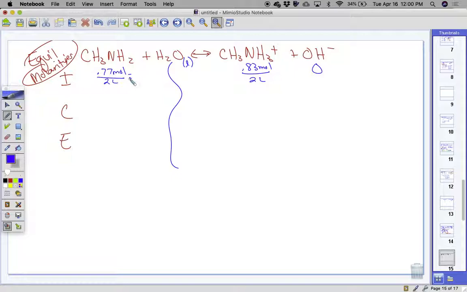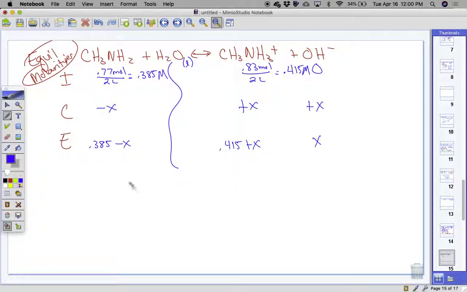What's 0.77 divided by 2? 0.385 molar. And what's 0.83 divided by 2? 0.415. So that's the molarity of that one. All right, which way is it going to shift? To the right. So minus x, plus x, plus x. So 0.385 minus x, and 0.415 plus x.